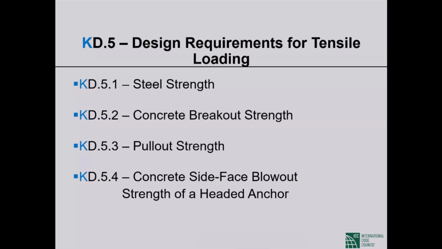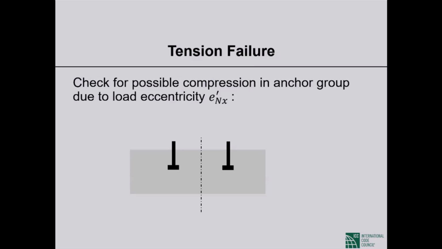So we have a group of anchors subject to tension that is eccentric with respect to both axes. First, we check for possible compression in any of the anchors in the group, because compression anchors have to be excluded. We include in our calculation only the tension anchors.